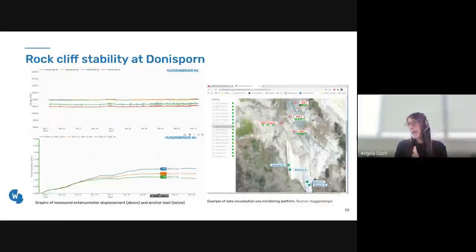On the right-hand side, we can see a close-up view of the layout of some of these instruments. The borehole extensometers correspond to these 3 dots shown here in a row, here and here, well, all of this. And load cells installed onto these pre-stressed anchors were located, in this case, just down there.